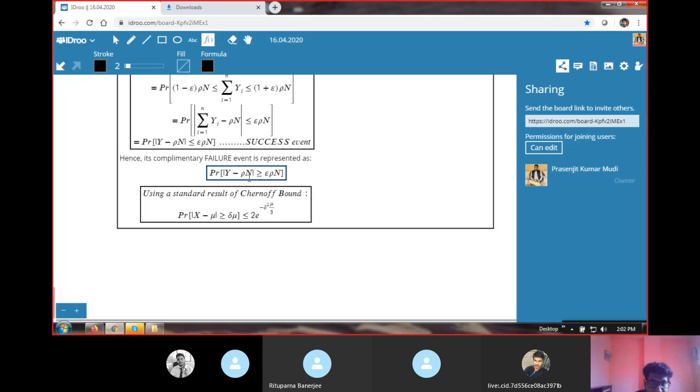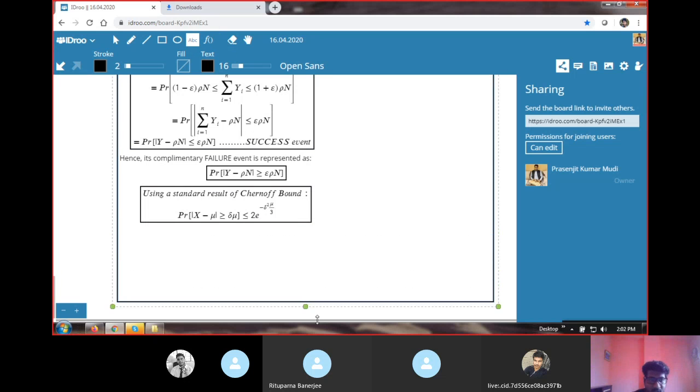Sorry, rho n is the mu and epsilon is the delta. That means this probability will have this Chernoff bound less than or equal to 2 to the power minus delta square mu by 3, where delta in this case is epsilon and mu is rho n. So using this standard result of Chernoff bound, we can have this probability bound for the failure probability. Okay, so a very important result we are going through.